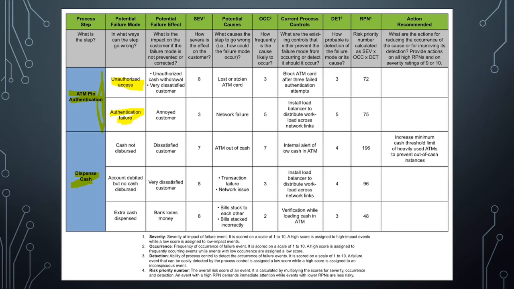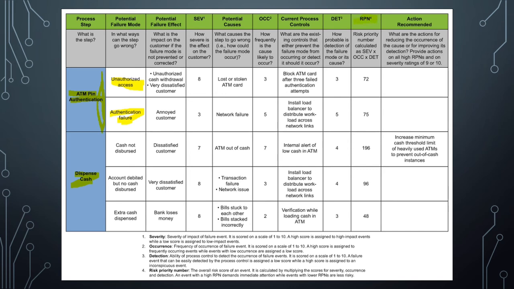So here, the potential failure mode for not dispensing cash is that the cash is not dispersed. Everything else went fine, but the machine just didn't dispense out your cash. The account could be debited, but there would be no cash dispersed, or there could be extra. So that would still be a failure mode. And so something else I want to take a look at here, because now we have multiple lines that we're considering, this is where our RPN number comes into play.